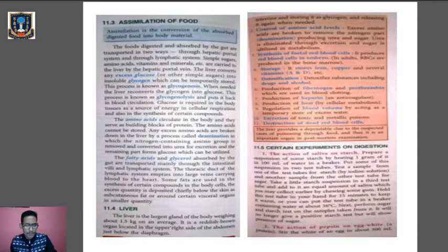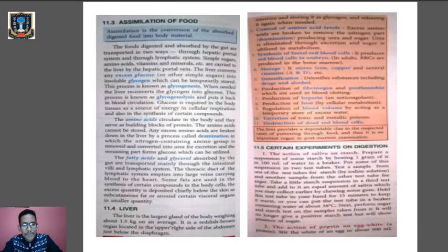Next, we'll talk about the assimilation of food. Assimilation means the conversion of the absorbed digested food into body materials. We have digestion, then absorption, and after the absorption of food materials, they have to be utilized in the body cells, which is called assimilation. The food digested and absorbed by the gut is transported in two ways: one is through the hepatic portal system, and the other is through the lymphatic system.